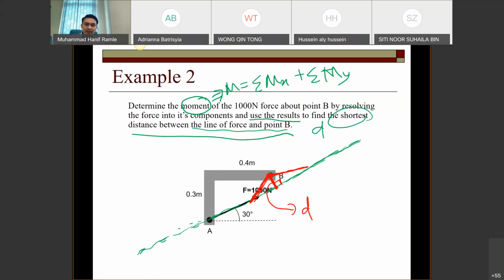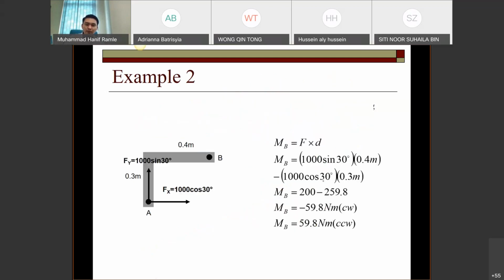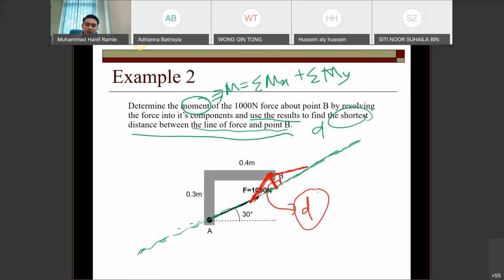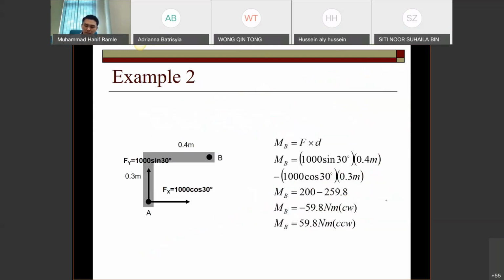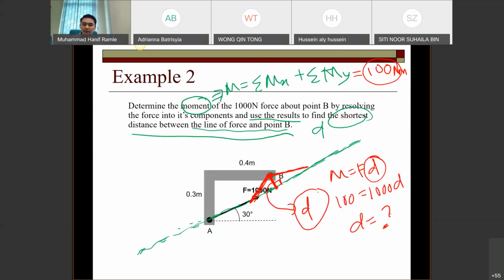Basically, the idea is you have to find D from the value of the moment that you calculated earlier. Let's say the moment here, for example, is 100 Newton meter. So from here, you will use the moment definition equation to find D, the shorter distance: 100 equals F times D, with the given force of 1000, for example. This is only an example, the 100 Newton meter is to give you an idea. You will get D like this, the shorter distance.